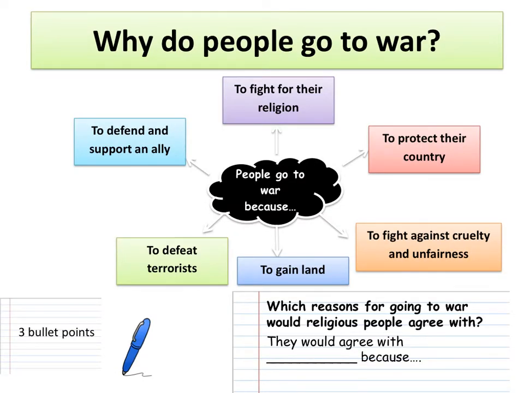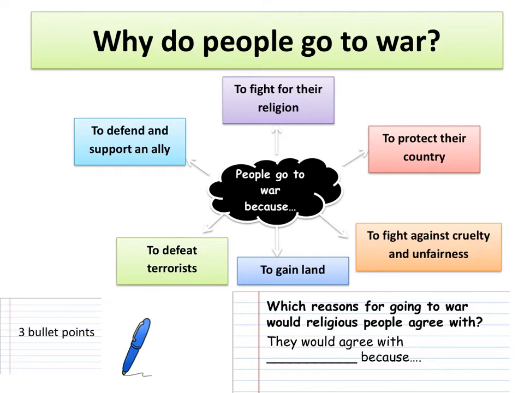Let's review your answers. If you're missing any of these bullet points, make sure that you're writing them down as we go through them. So one reason why people might go to war is to defend and support an ally. An ally is a friendly country, and if that country is attacked, a lot of countries have arrangements to say that they'll go and support their friends. This means that if a country gets attacked, another country may go to war with the attackers of that country.